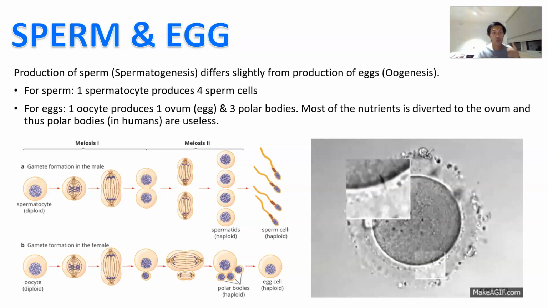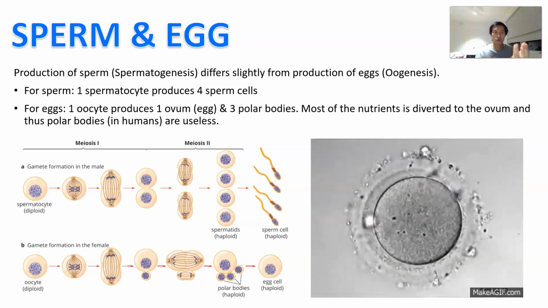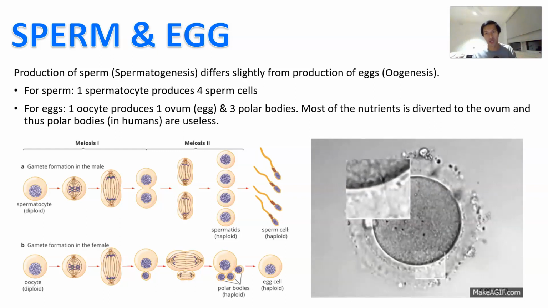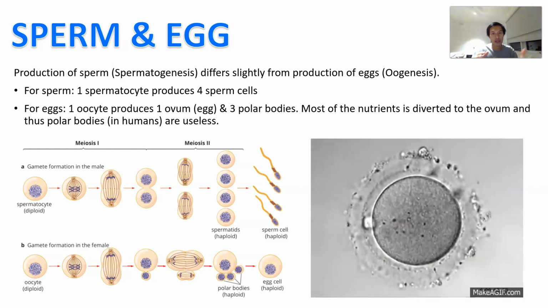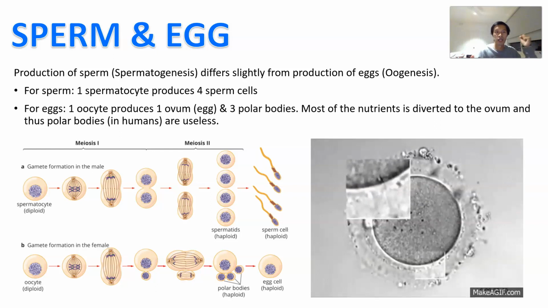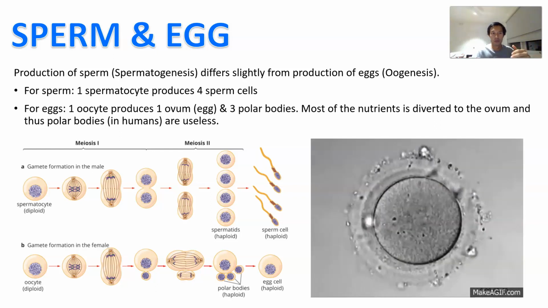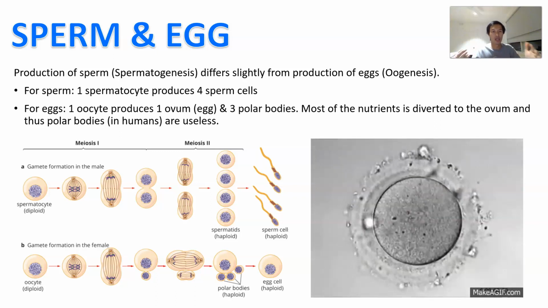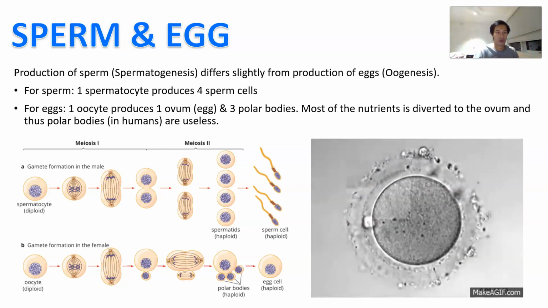However, for eggs, one oocyte, which is your germ cell for the egg, is going to produce 1 ovum and 3 what we call polar bodies. Most of the nutrients is diverted away from the polar bodies and into the ovum. And so the polar bodies are essentially useless. They're not entirely useless, but they're essentially useless. And the ovum becomes the egg that we are referring to, okay?